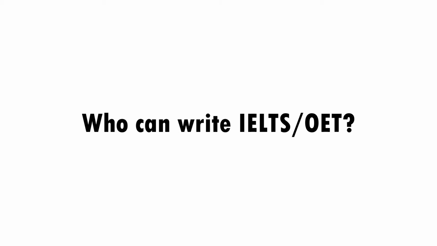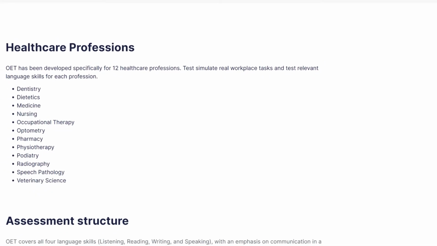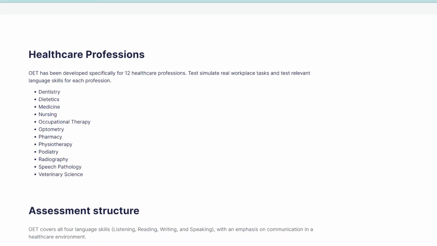So the question is, who can write IELTS or OET? If you are contemplating on which one to choose, first of all, I want you to understand that IELTS is a generalized exam. So what this means is that it can be written by everybody regardless of your age, your gender, your social class, your race. But then with OET, it is limited to certain specific people. Unlike the IELTS, the OET is written by healthcare professionals. It is limited to 12 healthcare professionals. And these healthcare professionals include nurses, pharmacists, dentists, doctors, and then the likes.